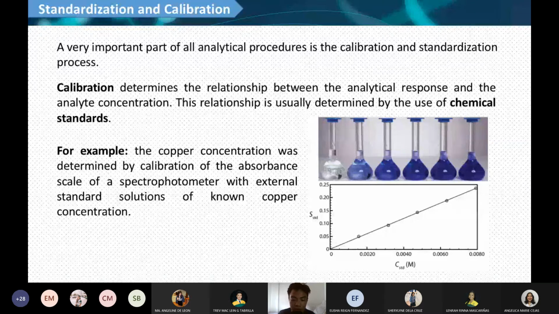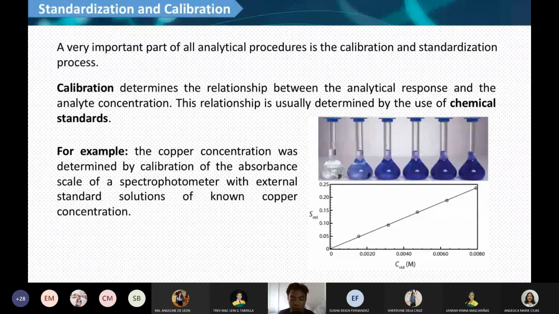So what we do here is that we do calibration. Ang meaning naman ng calibration this time is that we are trying to establish the relationship of the instrument response with the concentration of our substance. Okay? So depende kasi sa concentration ng substance, mayroong corresponding instrument response yan eh.